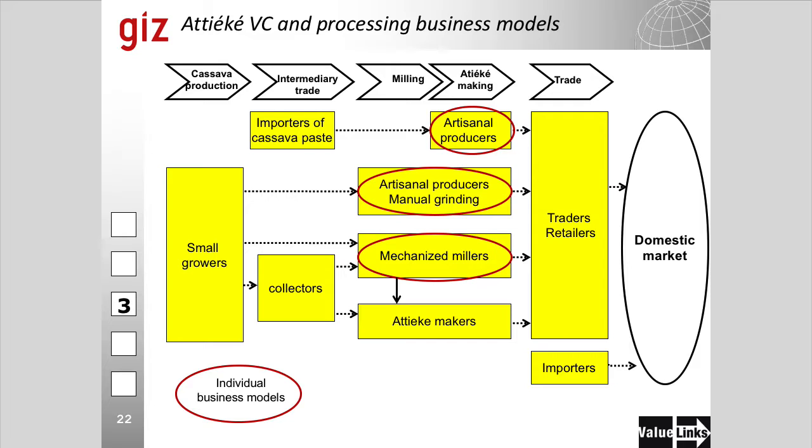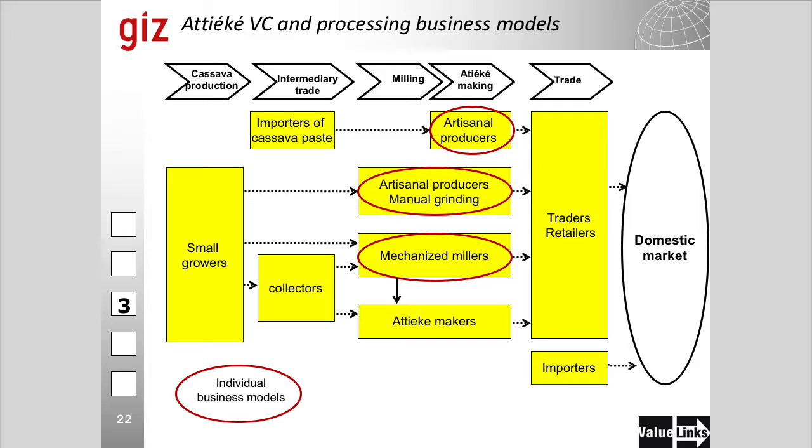You can easily tell that doing this by hand is very hard work, and it's not so easy to get people to do it. So there's yet another business model, the mechanized millers, and they use, I think I've shown it, some simple milling technology, like an electrical or gasoline-driven mill that saves that hard labor of manual grinding. And of course, the mechanized millers certainly combine their own milling with Attiéké making. They buy from growers, sometimes bigger growers.